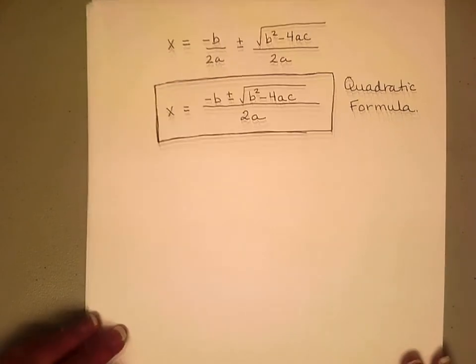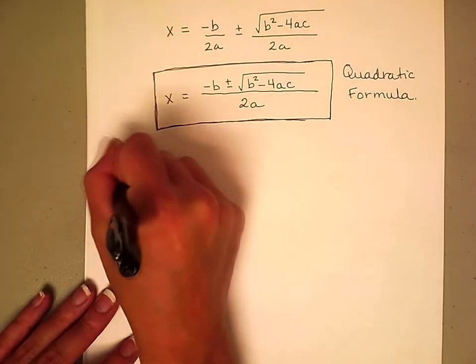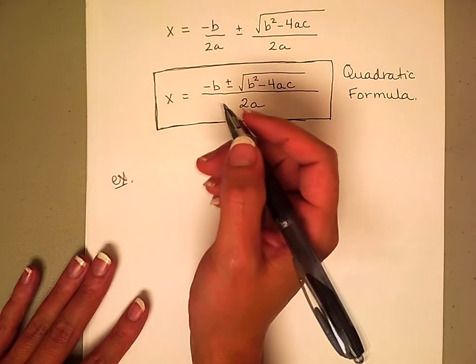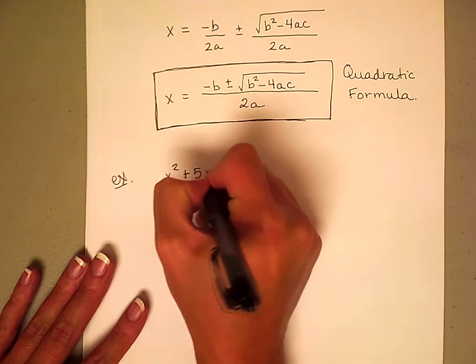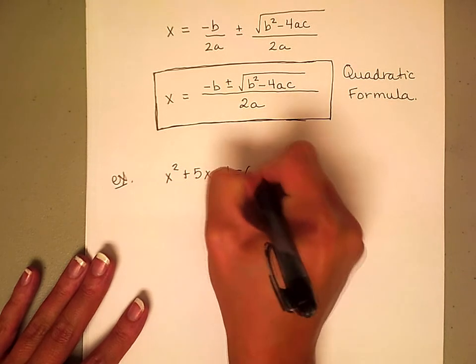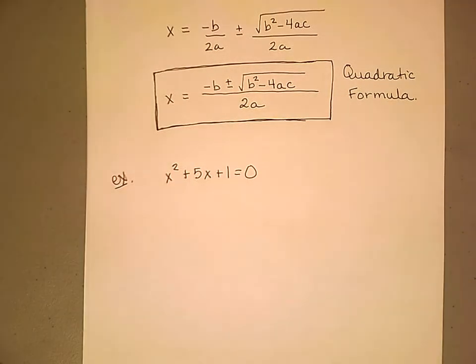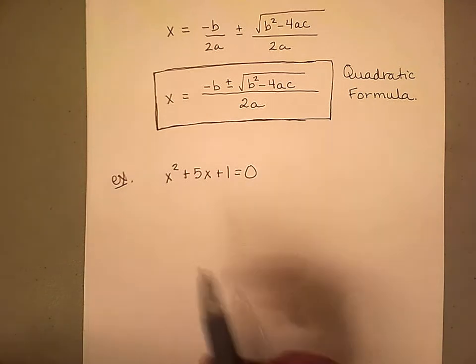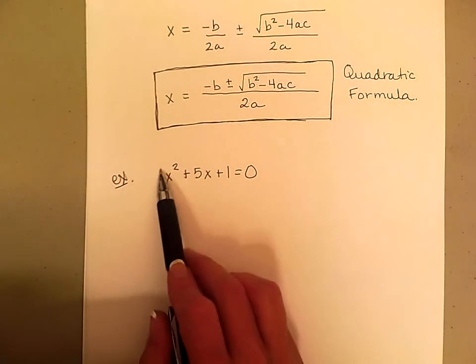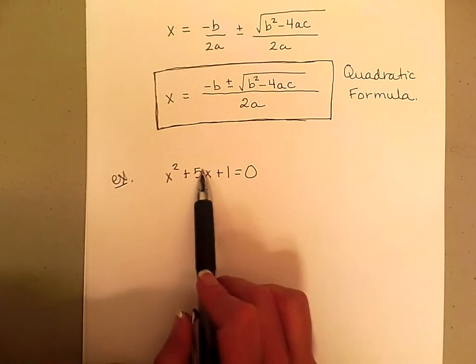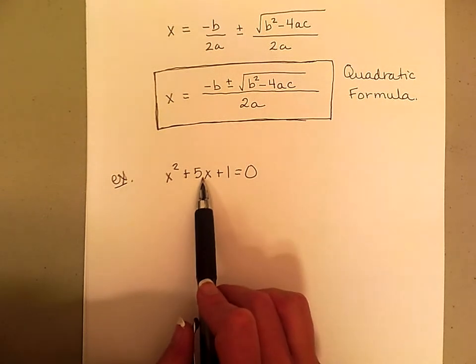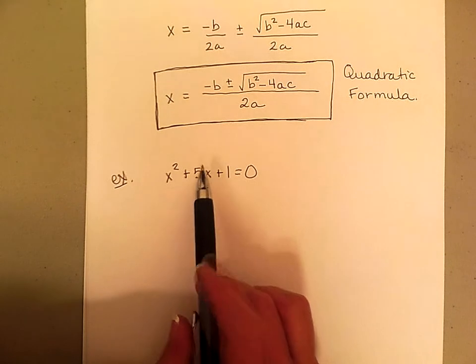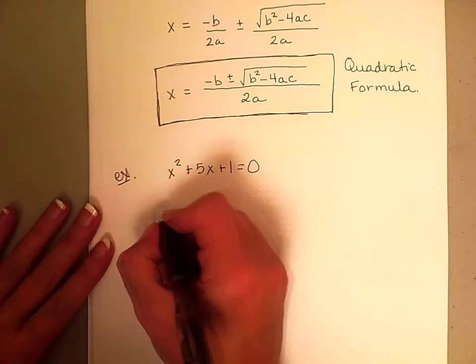So let's try solving a few with that. We have x squared plus 5x plus 1 equals 0. This is a candidate for completing the square because the leading coefficient is 1. However, 5 is odd, so when I divide it by 2, it's going to get a little messy. It can be done, but perhaps we want to do the quadratic formula.